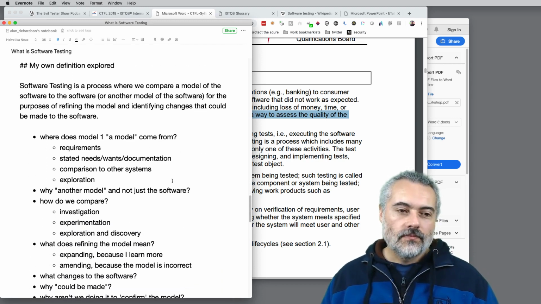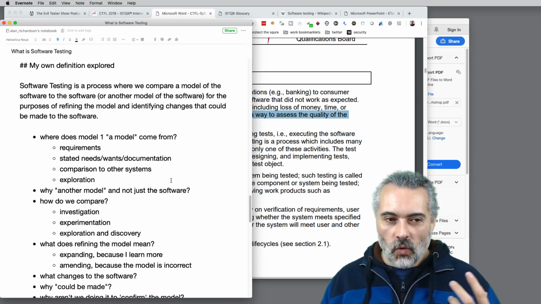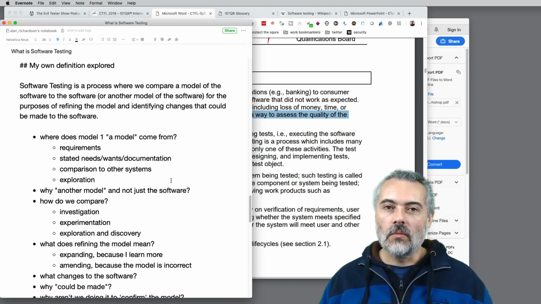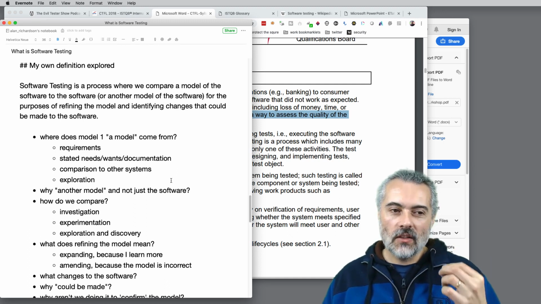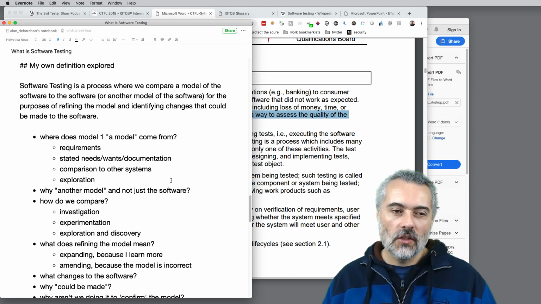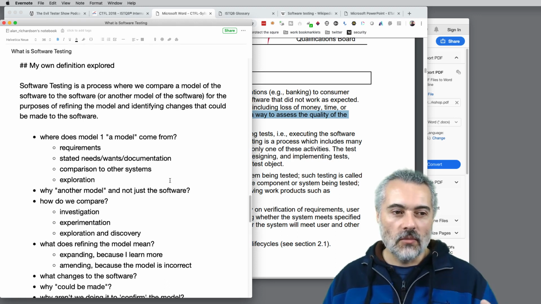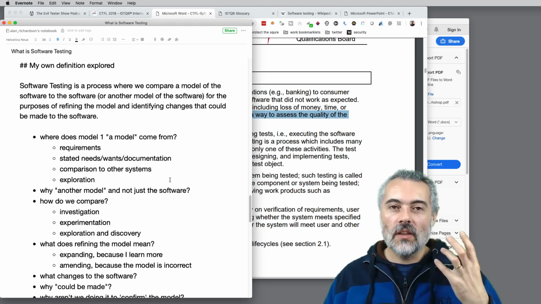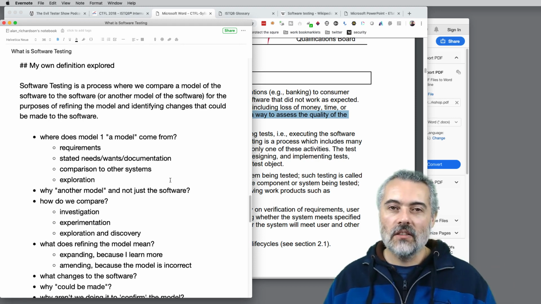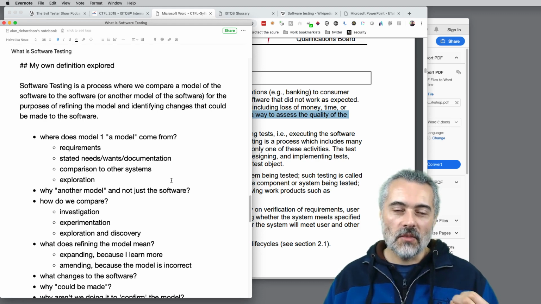Now, when I look at this, I have to start understanding, well, where does a model come from, right? And it comes from multiple places. So it's not a single thing, which is why I say the word models. So I've got my models derived from requirements. I've got my models derived from stated needs, wants, documentation. Comparisons from other systems might be important. What does our competitor do? That might be a model that I bring in and use to help me explore the system and compare that model with our system to see whether they have a competitive advantage, whether there's an industry standard that really we should be doing.